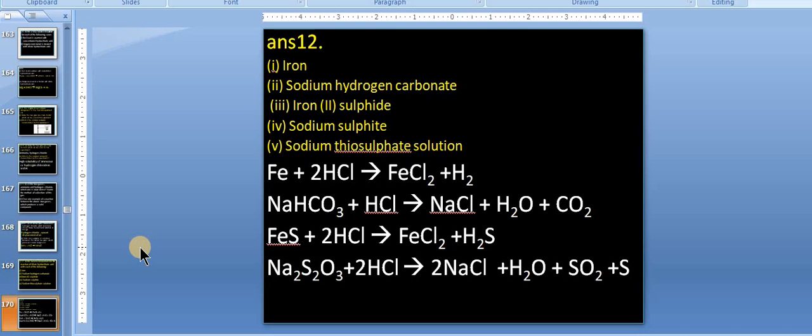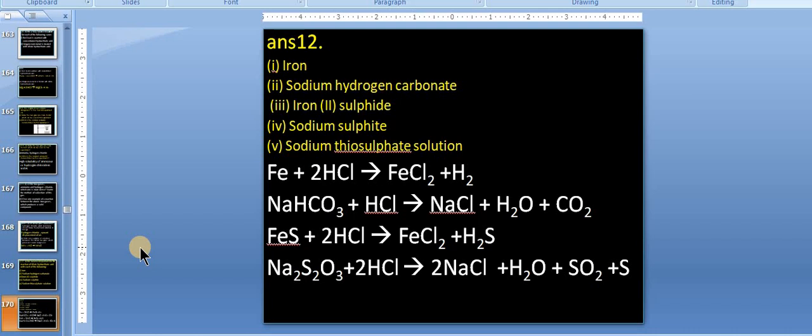Fe plus HCl give rise to FeCl2 and hydrogen. Sodium bicarbonate when reacted with HCl gives NaCl, water, carbon dioxide. Okay. Next is ferrous sulfide plus 2 HCl give rise to FeCl2 plus H2S. And the last is Na2S2O3 plus 2 HCl give rise to NaCl, water, sulfur dioxide and sulfur.